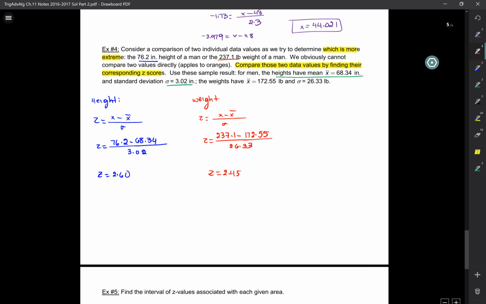2.45. So which one is more extreme? The one for the height, right? The height. So somebody with a 76.2 inch height is further away from the norm, from the mean, than the 237.1 pound weight. Okay? So the answer is the height. Did we choose that because 2.6 is bigger than 2.45? Right, since it's bigger, it means it falls farther away from the mean. It's 2.6 standard deviations away from the mean versus 2.4.